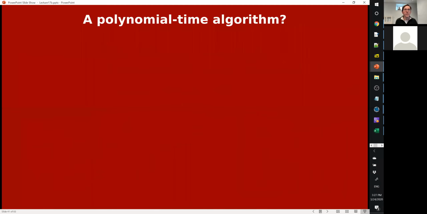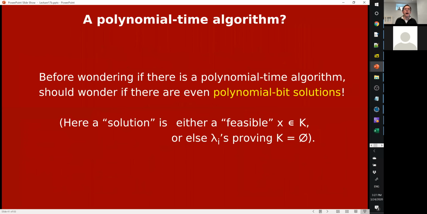Right, so is there a polynomial time algorithm for linear programming? Well, there is, as I mentioned, but we'll get there in the end, after maybe 2 lectures from now. But before getting there, we should come back to this technical but, to me, interesting question. Before wondering if there is a polynomial time algorithm, we need to wonder if there are even polynomial bit solutions. Remember, when K is feasible, or non-empty, you're looking to find a feasible x, meaning an x that satisfies all the inequalities, or else you want lambdas which prove that K equals the empty set.